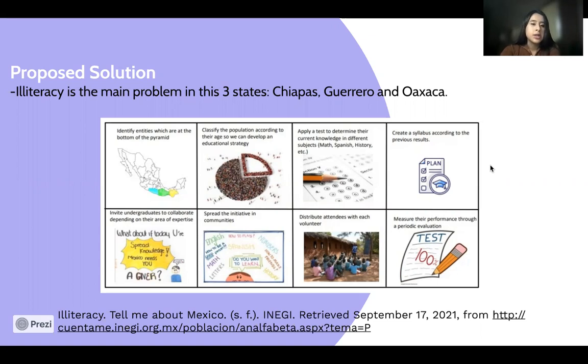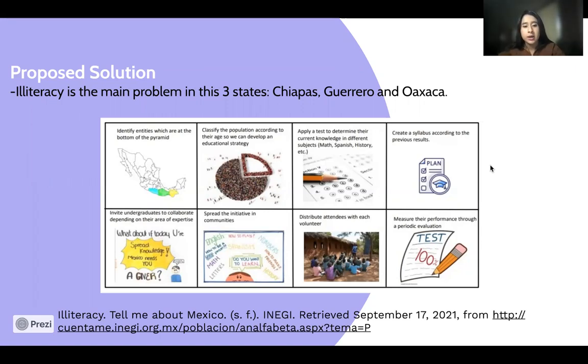And by this, starting with identifying entities which are at the bottom of the pyramid. Then, so that we can work successfully, we classify the population according to their ages so that we can develop a system strategy. After that, we will apply a test to determine their current knowledge in different subjects, and we will create a syllabus according to the previous results.